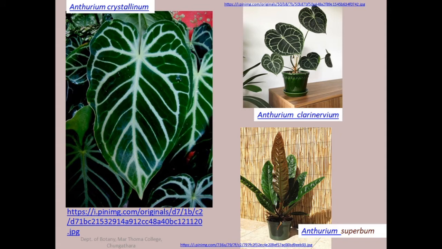These are three species of anthurium: Anthurium crystallinum, Anthurium clarinervium and Anthurium superbum, and these three varieties are cultivated for their beautiful leaves. Normally their flowers are not as attractive as the normal anthurium that we see in the cut flower industry, but these leaves are very attractive, and these plants are grown as potted plants or for their leaves for flower arrangements. All three species are grown for the leaves.